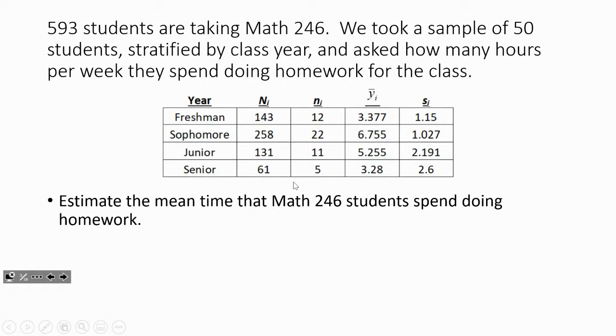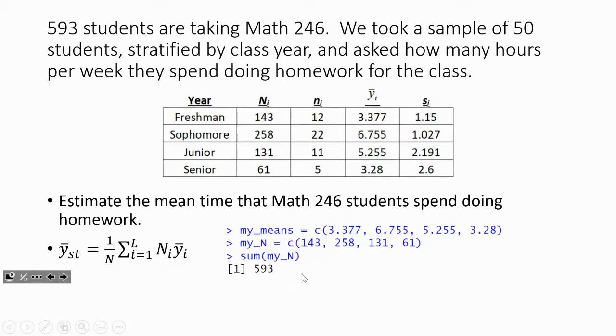So in order to do this in R, here's what this can look like. We can use the lowercase c function to create a vector to store each of these data values from the means, and similarly to store each of the strata population sizes.